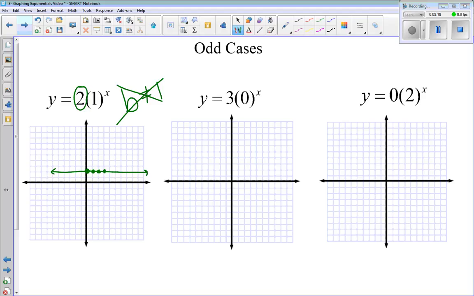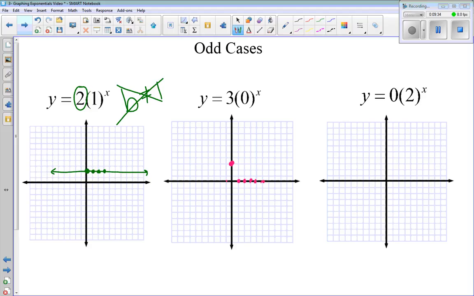All right, let's look at our second odd case. Again, we know this one starts at 3. And we see 3 times 0 is 0. 0 times 0 is 0. 0 times 0 is 0. Same thing going backwards. Well, not so much because you can't divide by 0.